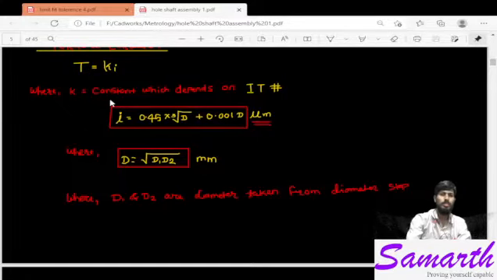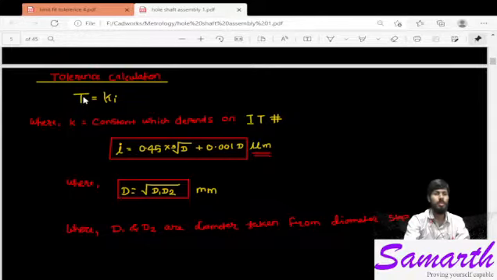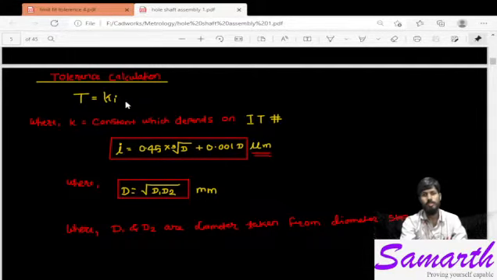Here is the formula for finding i. So after getting the i value, we will put it into this formula for the tolerance, T equals Ki, and we will finally get the tolerance value for each shaft as well as for the hole. Those will be different if different suffixes are present for the hole and shaft.